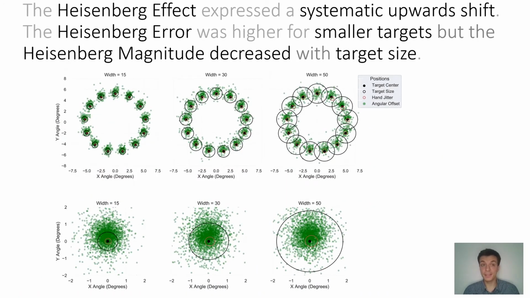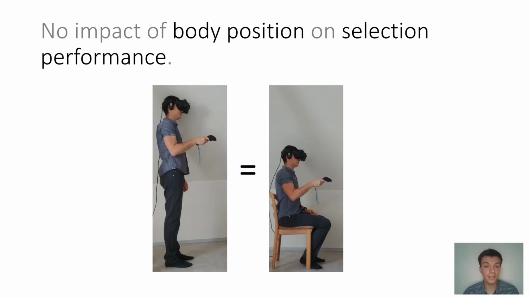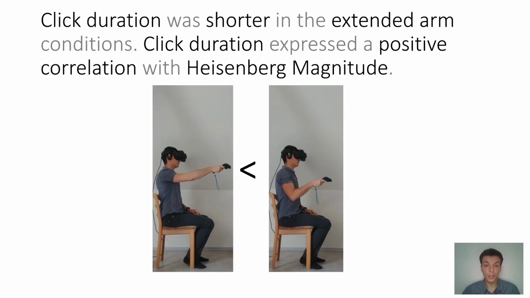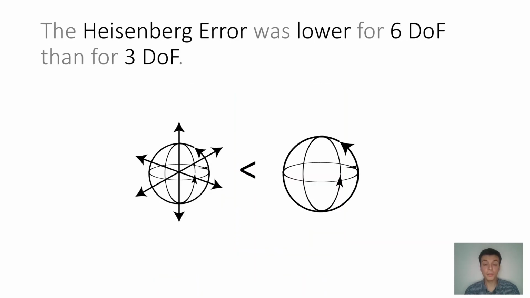What we found is that the Heisenberg effect expressed a systematic upwards shift. We also found that the Heisenberg error was higher for smaller targets, but the Heisenberg magnitude reduced with the target size. We didn't find any significant difference for body posture. We did find a difference in the click duration for the arm posture. We also found, surprisingly, that 6 degrees of freedom led to a lower Heisenberg error than 3 degrees of freedom.